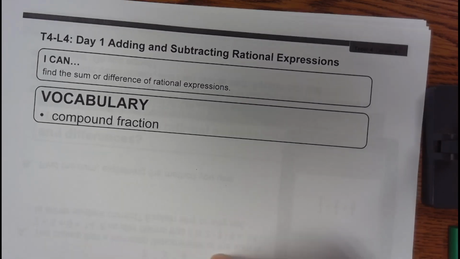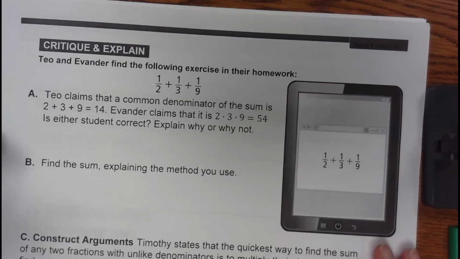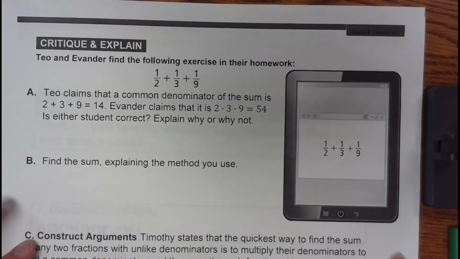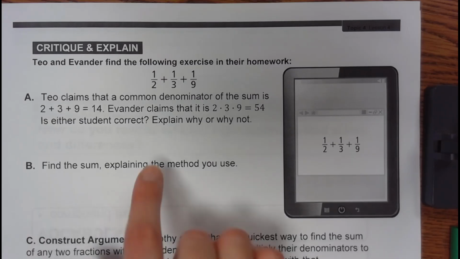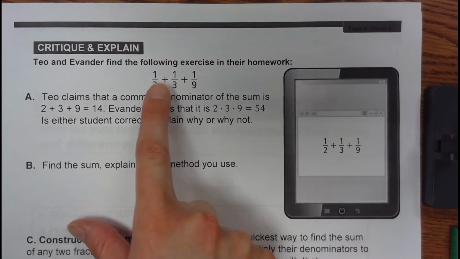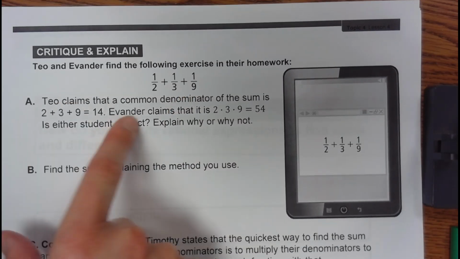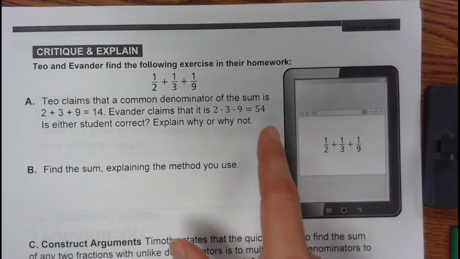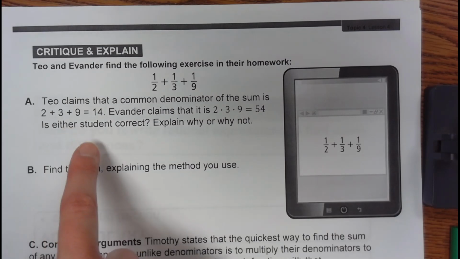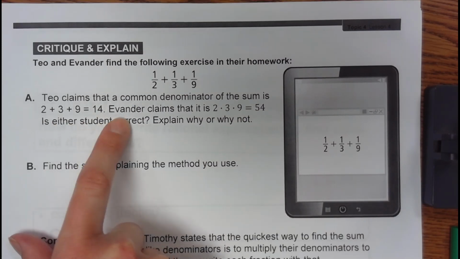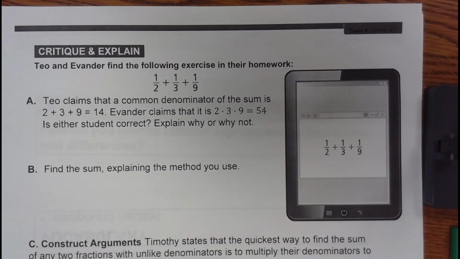So what I would like you to do first is add those three fractions together. We have Tio, who claims that the common denominator of the sum is 2 plus 3 plus 9, which would give us 14. Evander claims that it's 2 times 3 times 9. Is either student correct? Why or why not? And I actually want you to find the sum. So go ahead, pause the video, and do that for me.